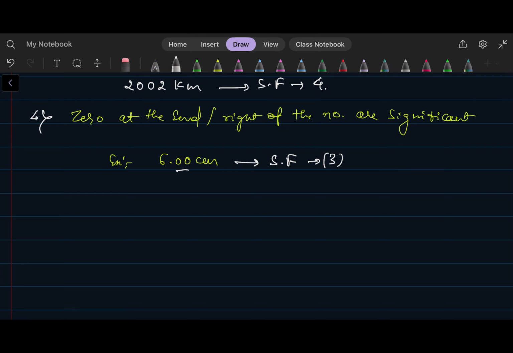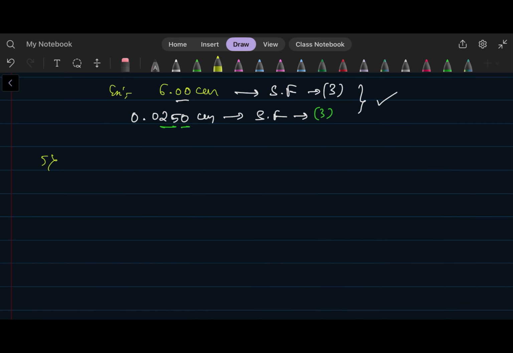Next one, 0.025 centimeter. After the decimal point, the zero on the right side of the non-zero digits, we can consider that also in the significant figures. Here also we got 3. This is how we need to check the significant figures with respect to rule number 4.